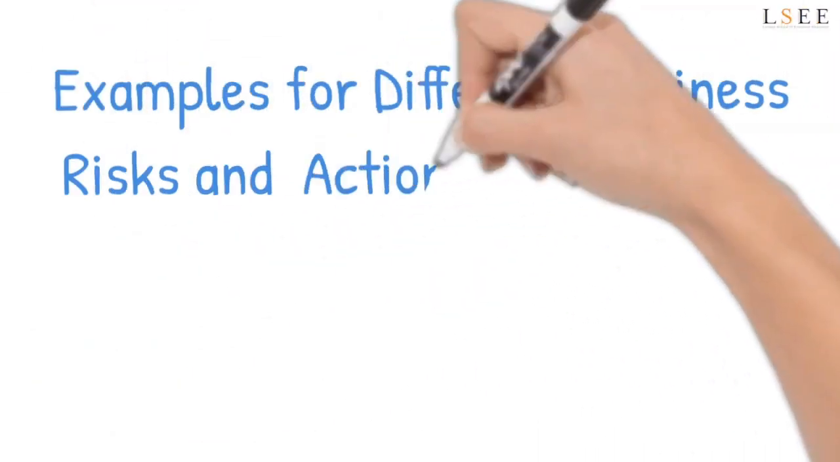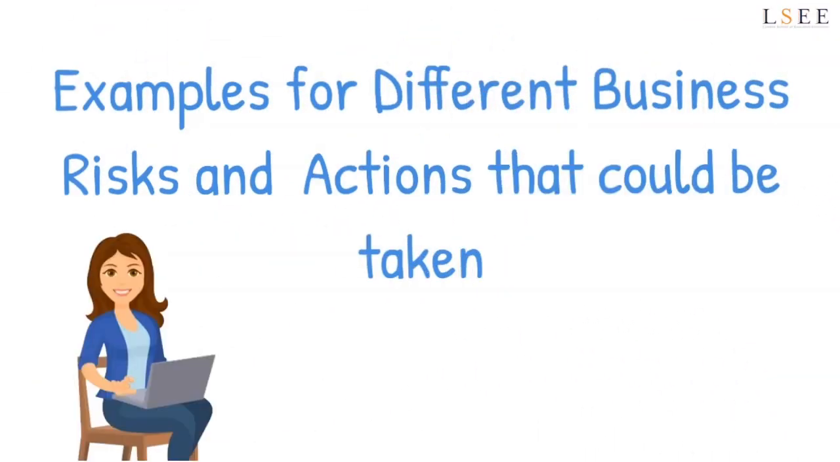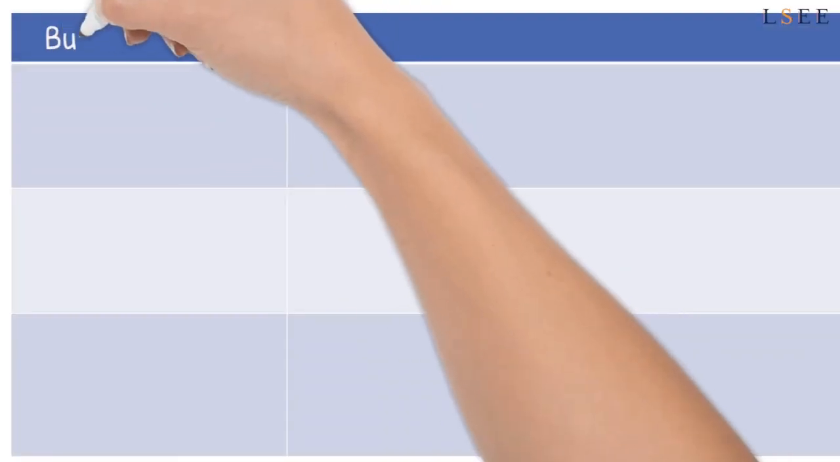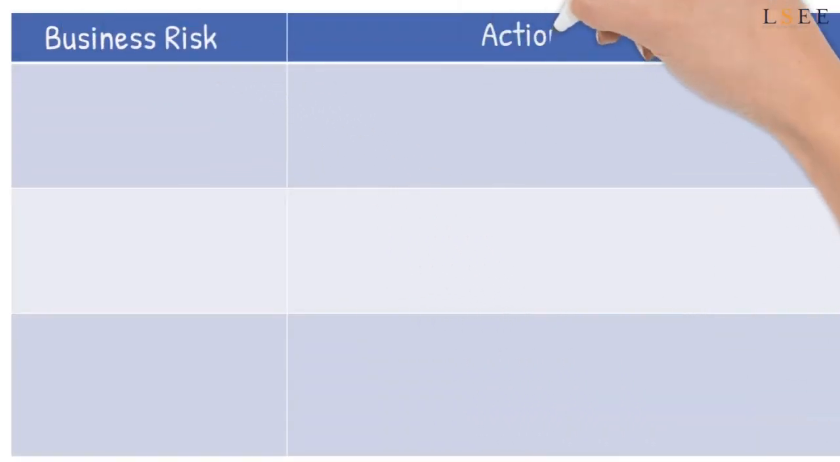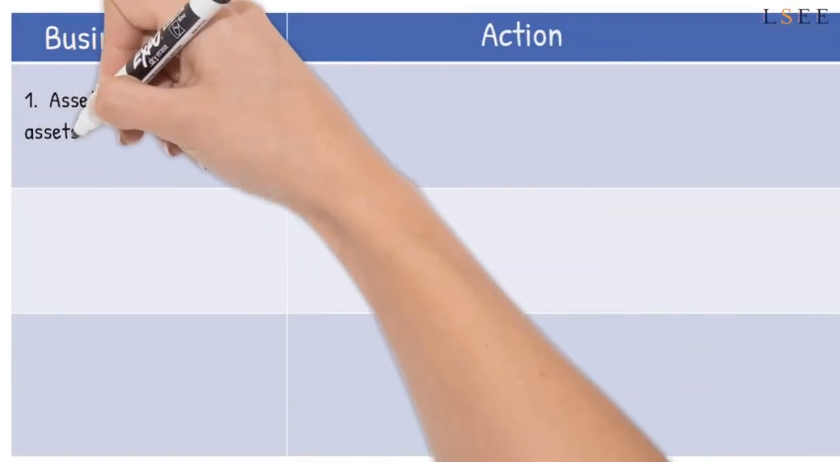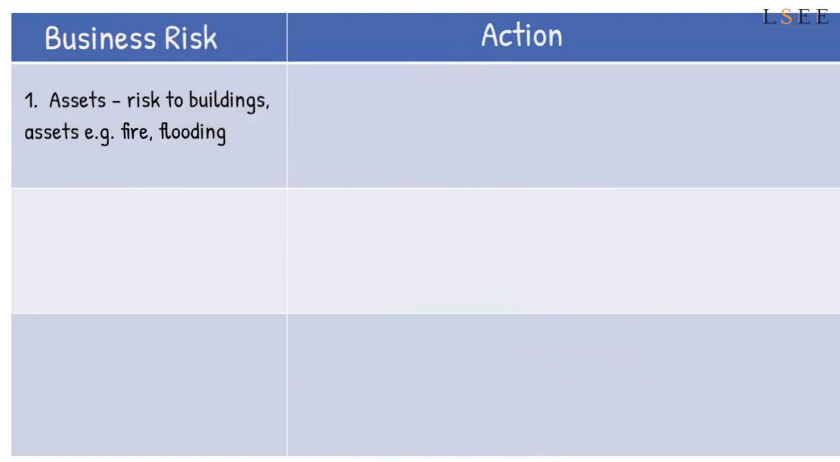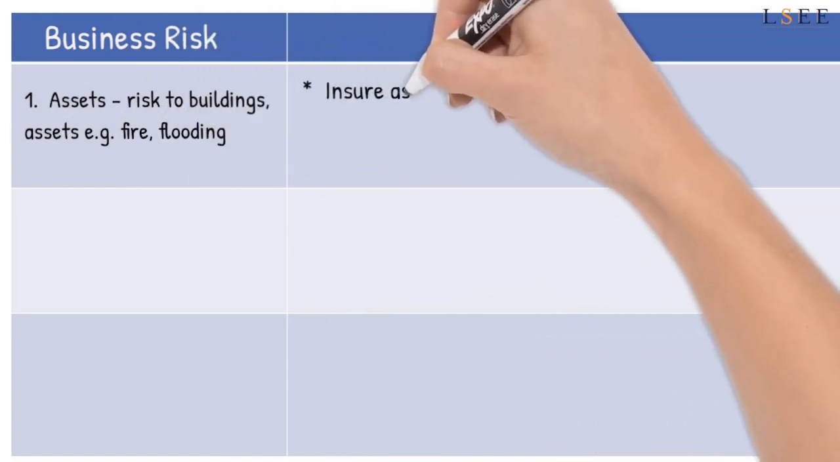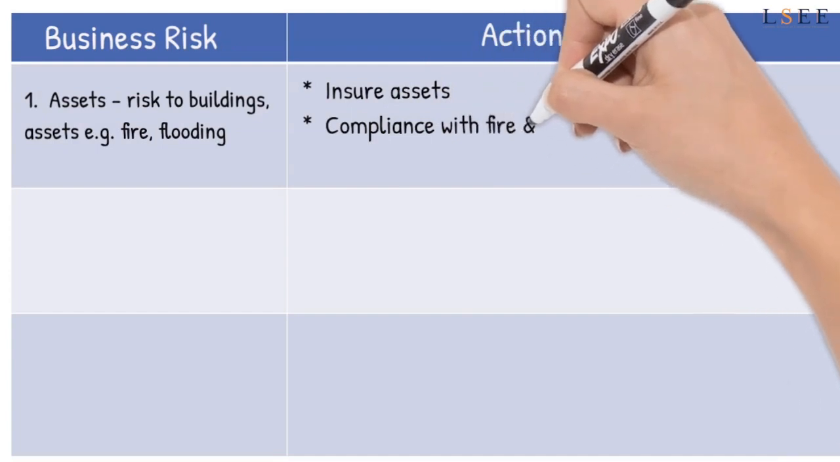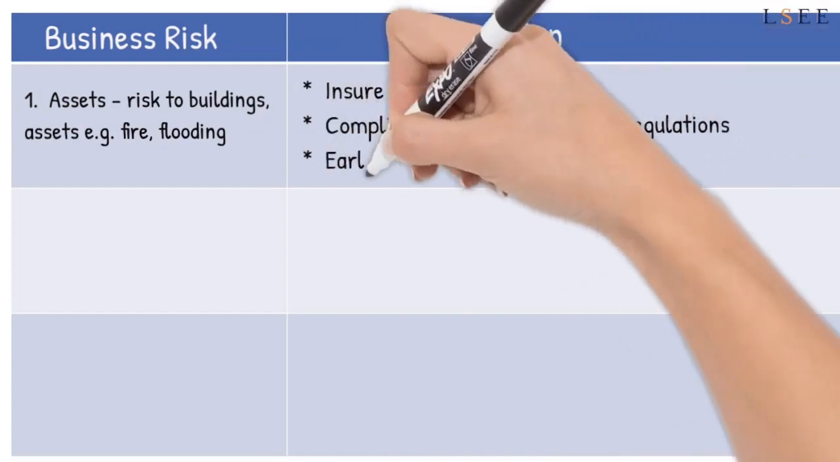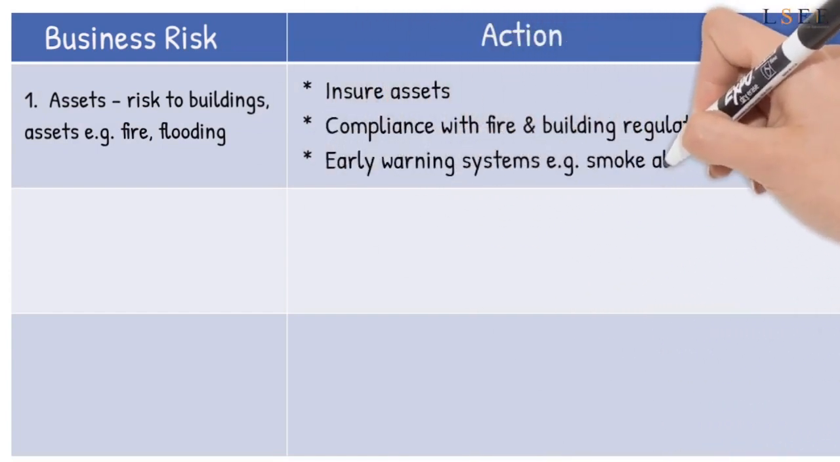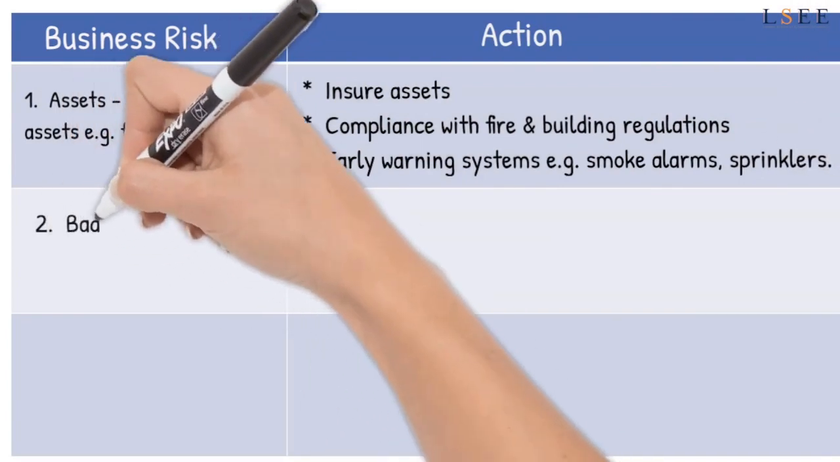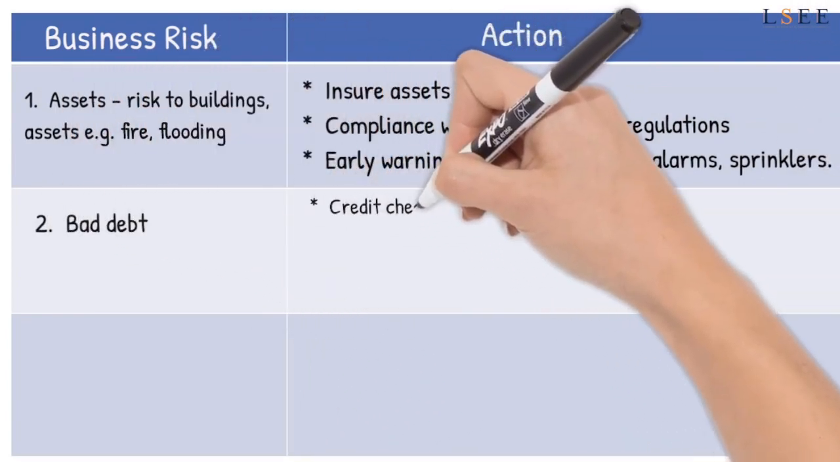Examples for different business risks and actions that could be taken. Business risk. Action. 1. Assets. Risk to buildings, assets e.g. fire, flooding. Insure assets. Compliance with fire and building regulations. Early warning systems e.g. smoke alarms, sprinklers.